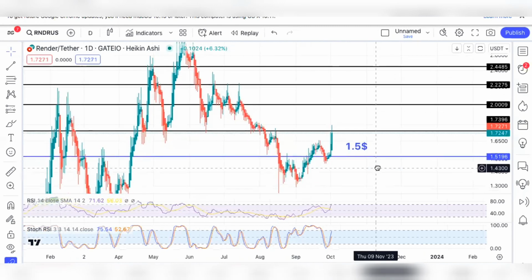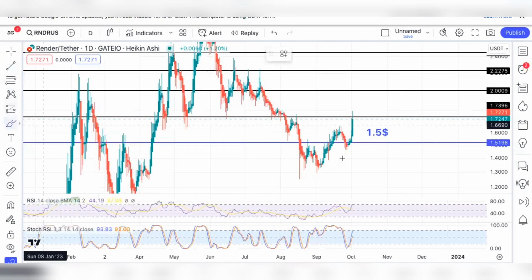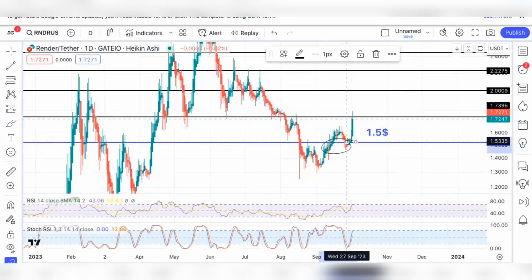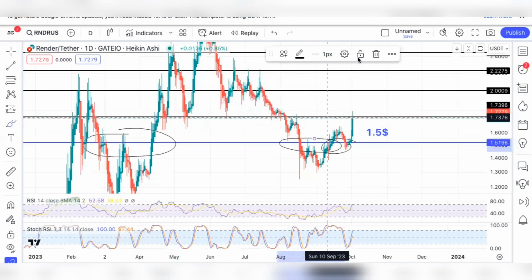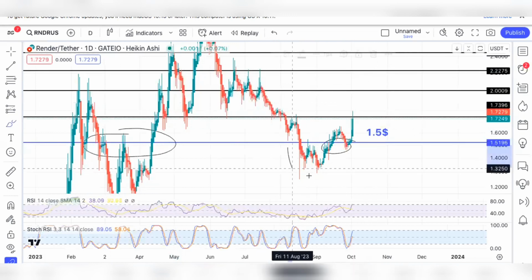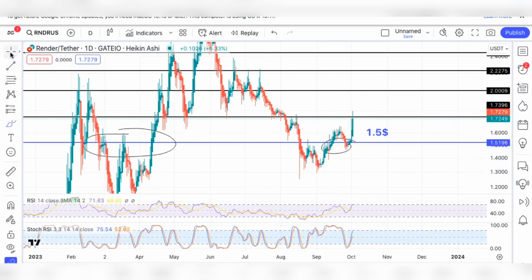So first, let's look at Render token. Render has flipped an important zone back into support, which is 1.5. It was very important. We were facing resistance over there and a kind of a short-term bottoming structure, and we are already pumping and looking for higher targets.